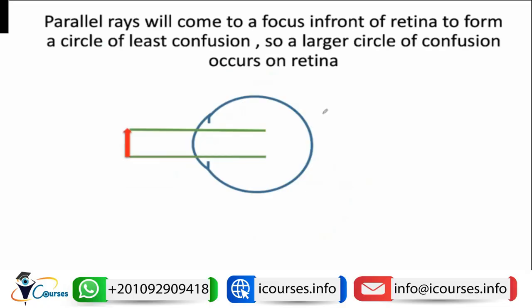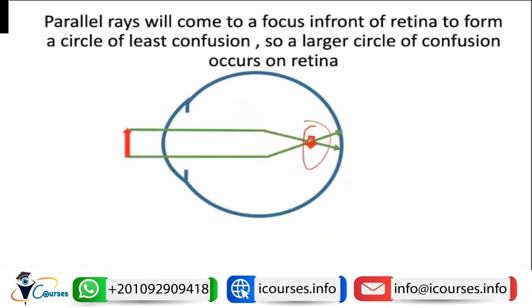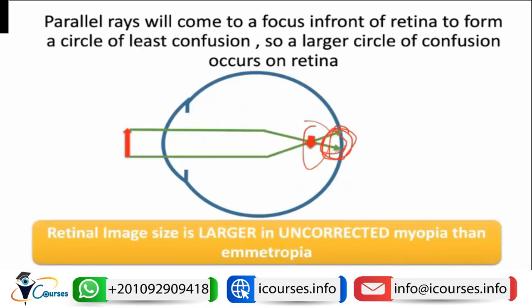So the parallel rays will come to a focus in front of the retina, like here. So this will be the emmetropic eye, and this will be the image in case of the emmetropic eye. So if you have a large eye, this image will form an area of circle of confusion. So this will be a large image, larger than emmetropia, but blurry. It will not be clear.